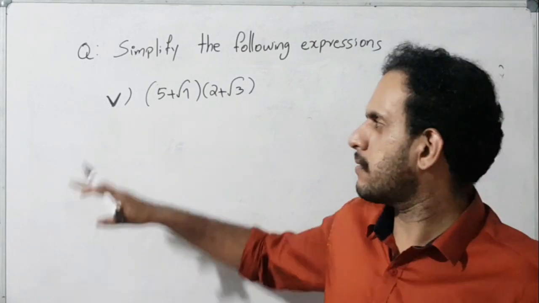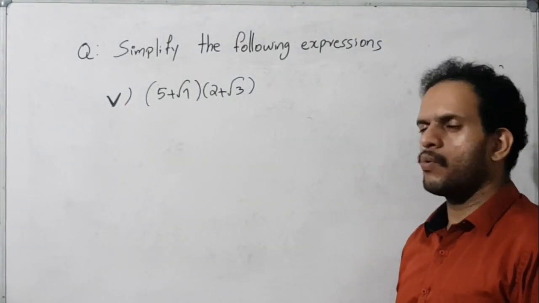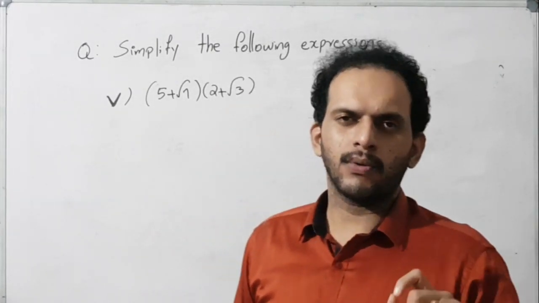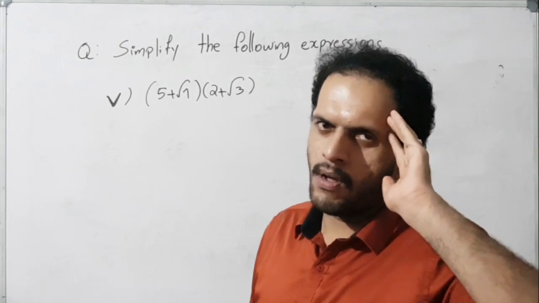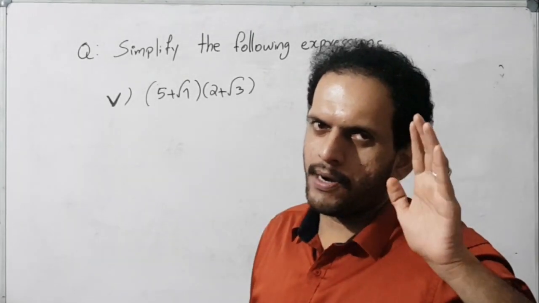The question is this one: 5 plus root 7 into 2 plus root 3. 5 plus root 7 into 2 plus root 3. Then first of all, my dears, please listen. Is it in the form of any one identity?